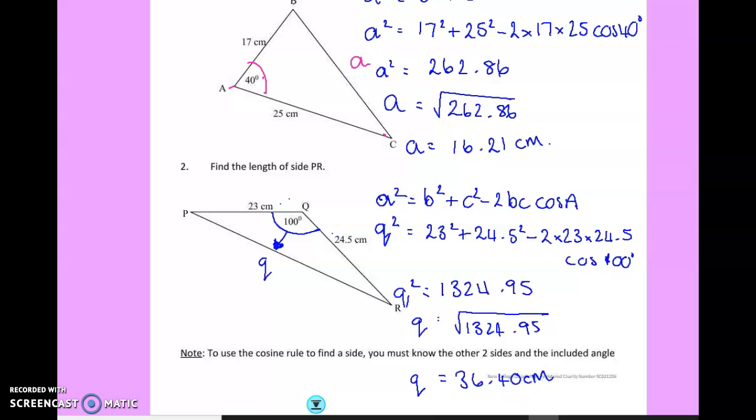centimetres. Okay, I'll leave you to try some of these. As ever, please get in touch if you have any problems.